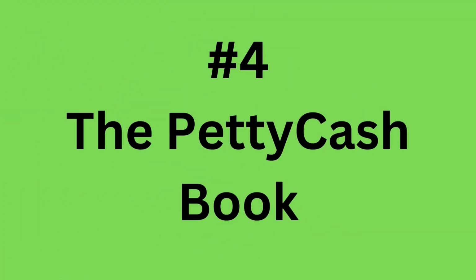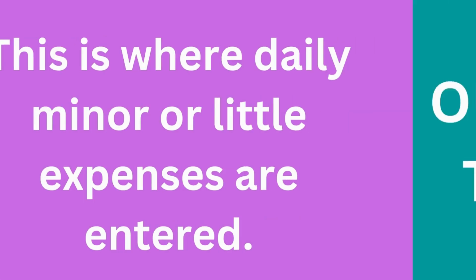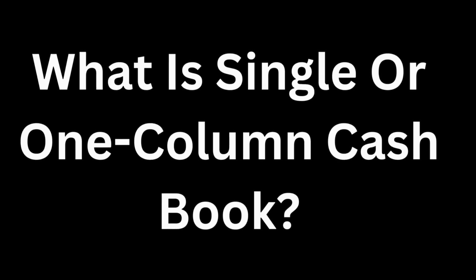Number 4. Petty cash book. This is where daily minor or little expenses are entered. Now let's go to the definition of single column cash book, which is our focus in today's video. Now, what is single column cash book?